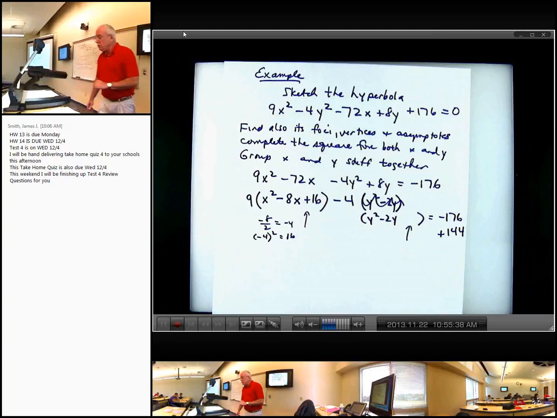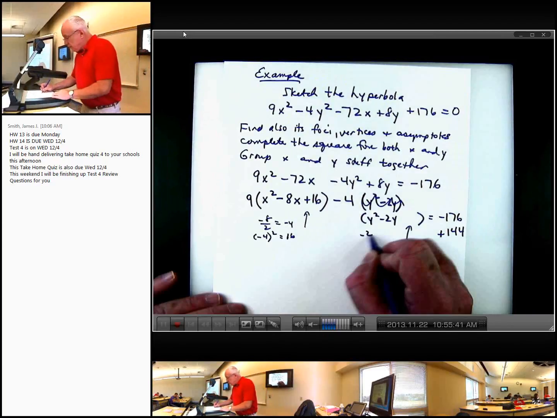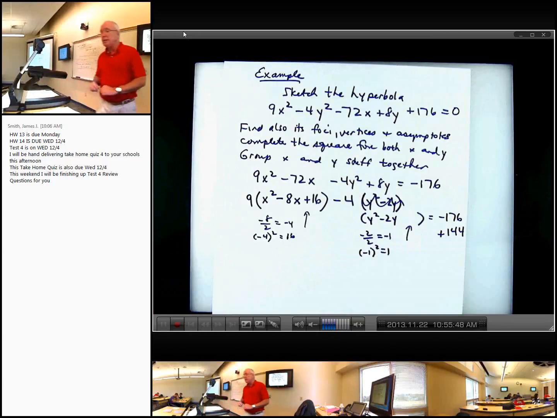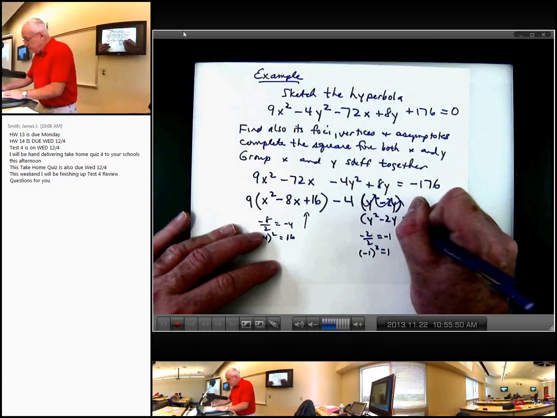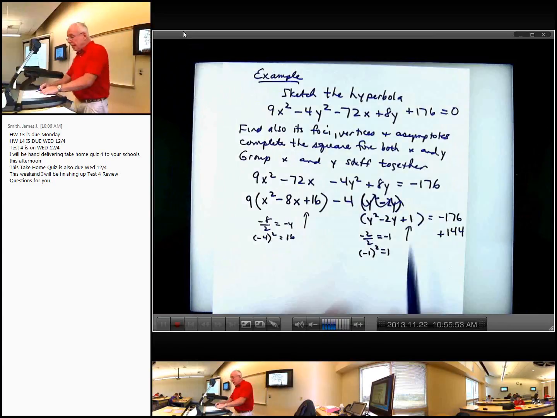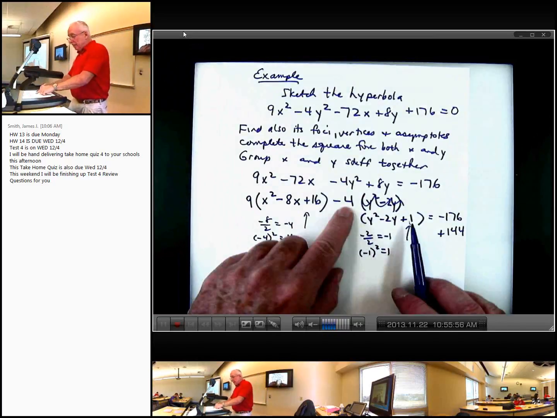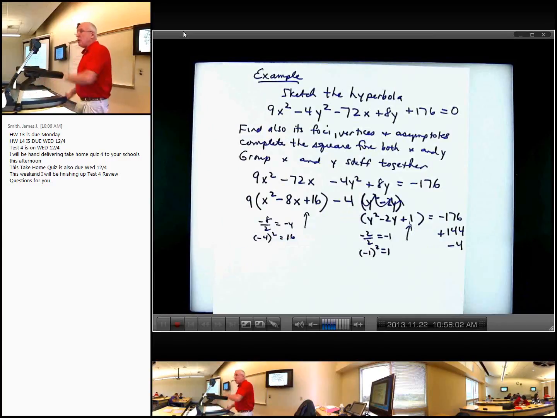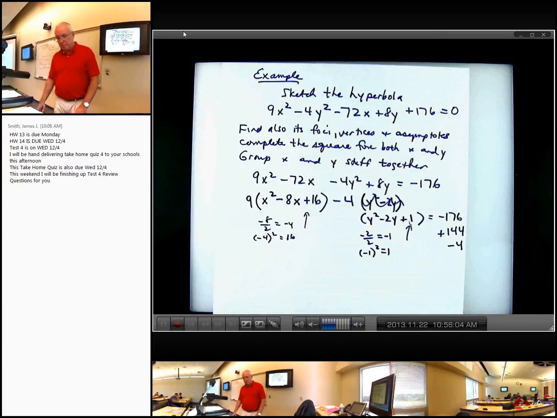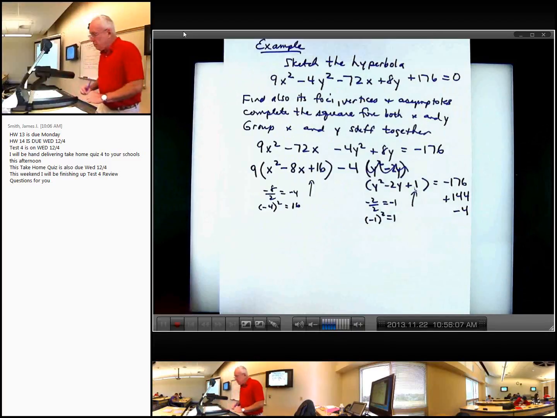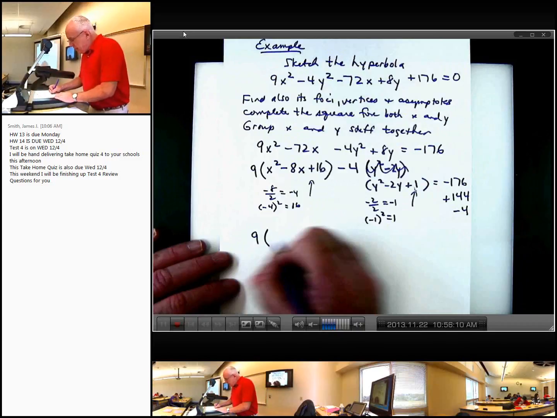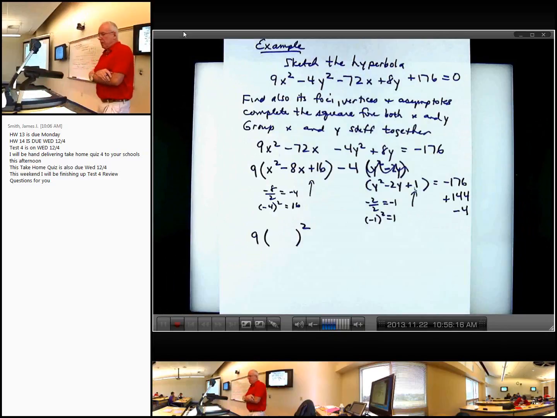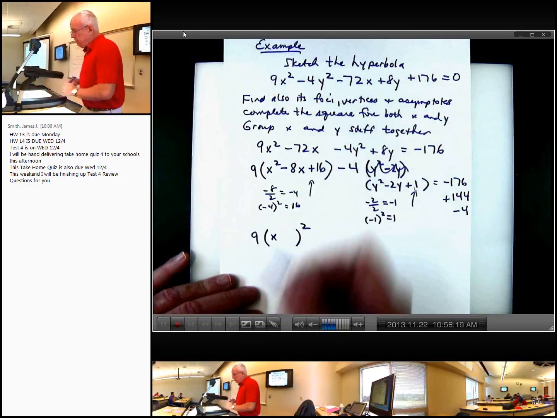Now let's do the same thing to the y. I take that -2, divide by 2, I get -1, and then I take my -1 in parentheses and I square it, and I get a +1. Then we have to watch out. I'm not adding +1 to this side. I'm adding -4 times 1 to that side. So that's a -4 that I also have to put onto the other side. Okay, let's see what we get here then. 9. Now my perfect square here is going to be what for my x term? x plus or minus what number?